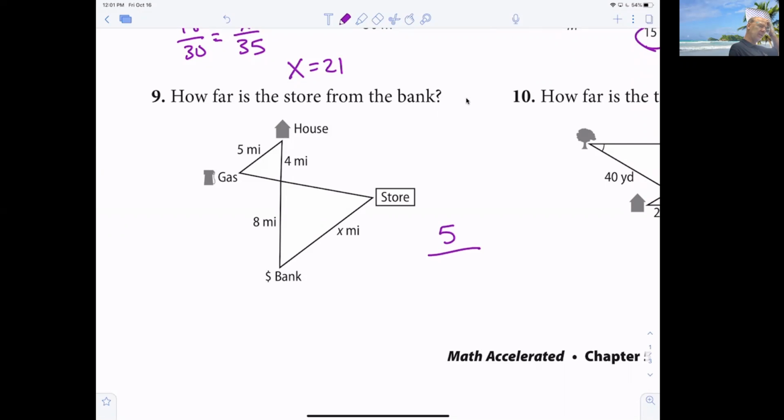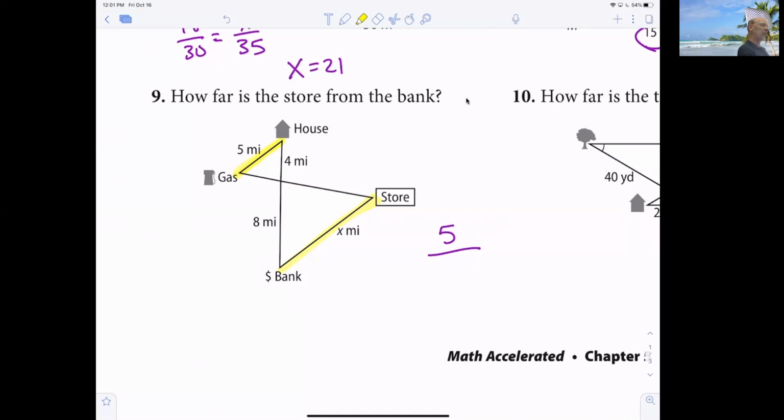Oh, 5 over x? Why? Because 4 and 8. Yeah. See what I'm saying, right? So again, I do think this can be a little confusing. 5 is there. Do you agree? Yeah. That's what they're looking at between the bank and the store. That's the relationship between the gas and the house. That makes sense now, right?